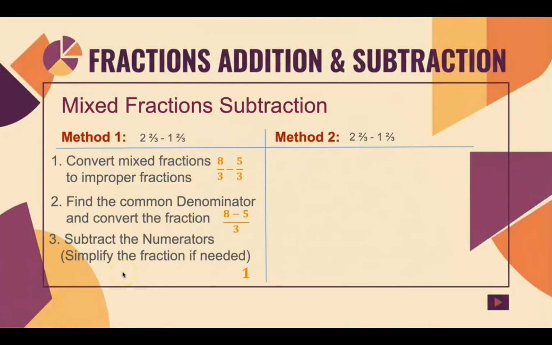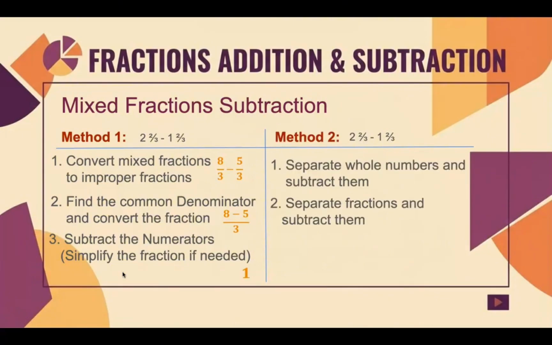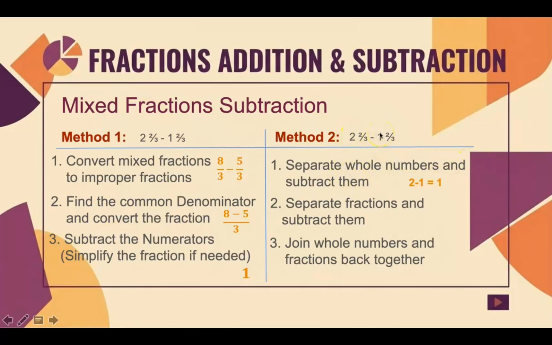Now, let's see method 2. Step 1. Separate the whole numbers and subtract them. Step 2. Separate the fractions and subtract them. Step 3. Join the whole numbers and fractions back together. So let's solve this problem by using method 2. First, we need to separate the whole numbers and subtract them. And 2 minus 1 equals 1.